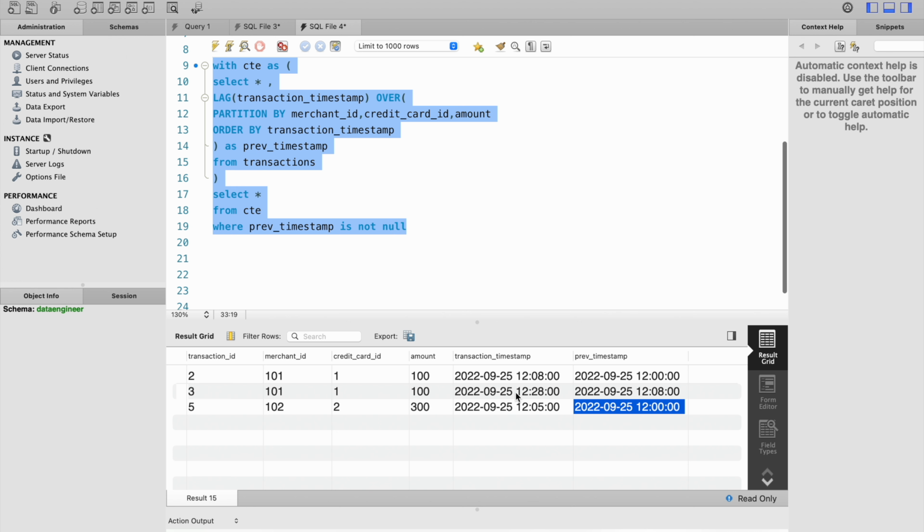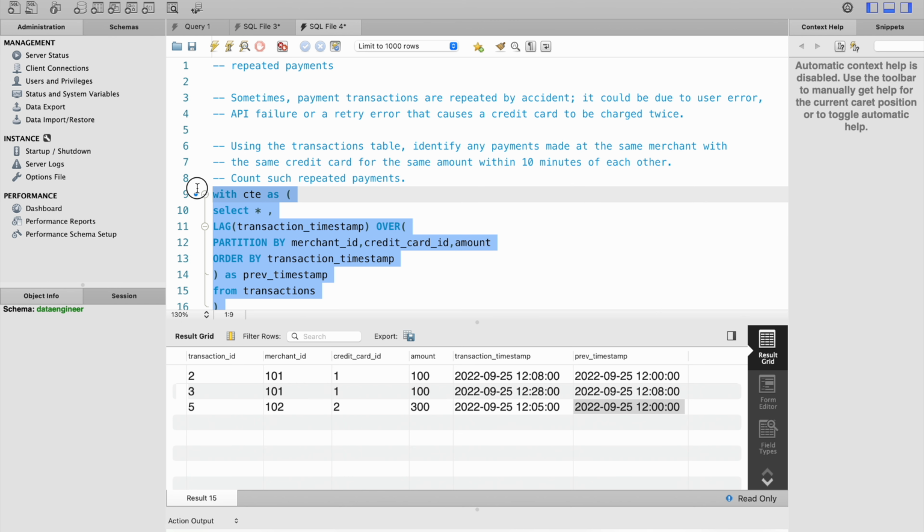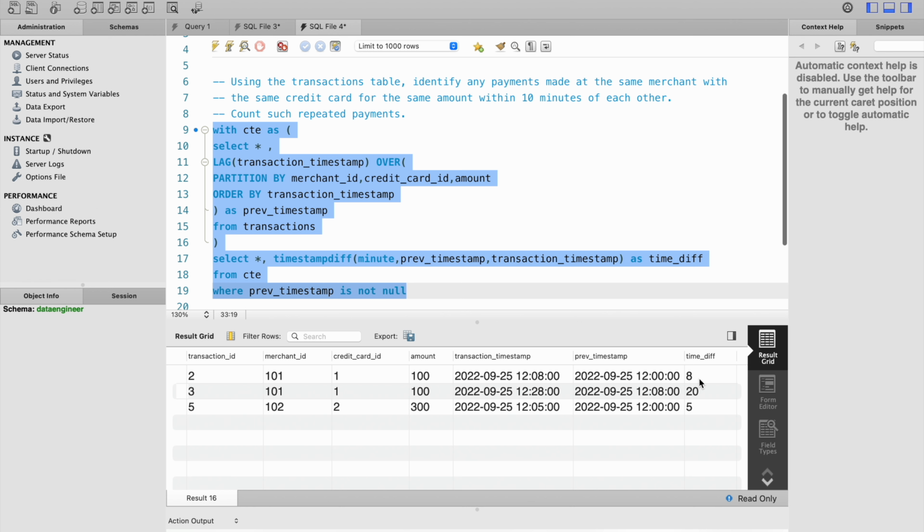But before that we need a difference. So let's first create the timestamp difference as time difference. We need the minutes between the previous timestamp and this transaction timestamp. Let's run this. Here you can see the time differences are 8 minutes, 20 minutes and 5 minutes.